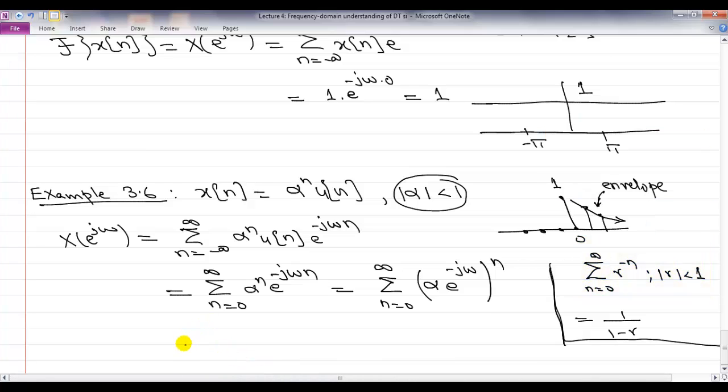So if we apply that formula, r in our case is r equal to alpha e to the minus j omega, and the absolute value of r is the absolute value of alpha, which we already said is less than 1. So our Fourier transform will be 1 over 1 minus alpha e to the minus j omega. Okay, so this is the Fourier transform. This is now a complex valued Fourier transform. It has magnitude. We can compute its magnitude and we can compute its phase.